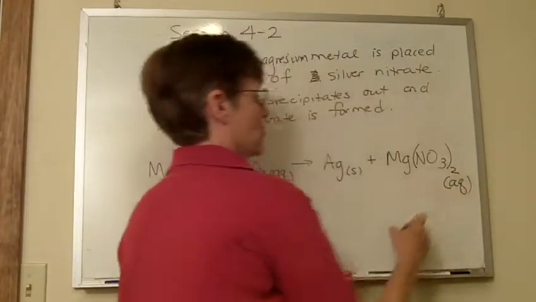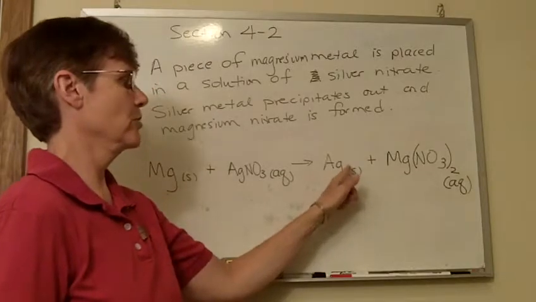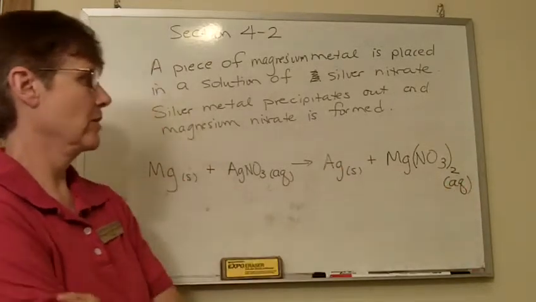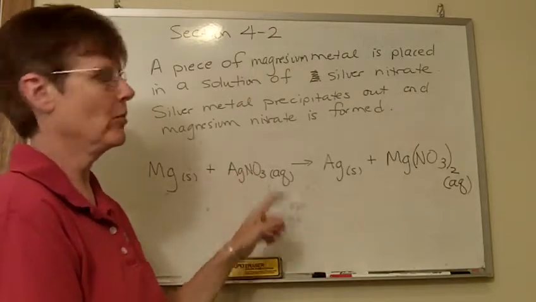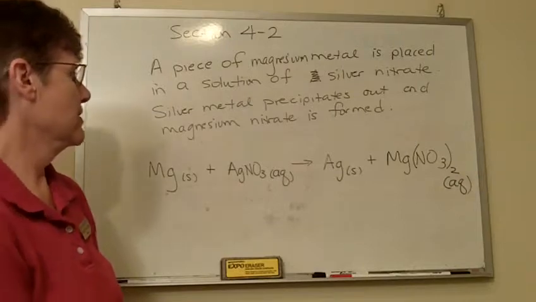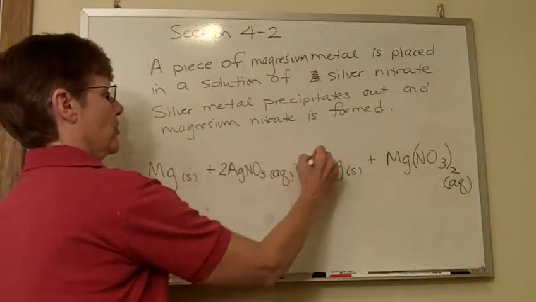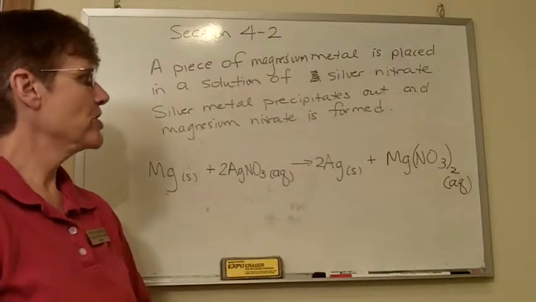I kind of ran out of room, so these symbols do not belong underneath. They belong as subscripts, but I just put that there because I kind of ran out of room. I do get a lot of people that are trying to put them underneath, and that's not where they belong. So again, we ought to balance this. Looks like we'll need a 2 there and a 2 there. But you have a chemical equation.